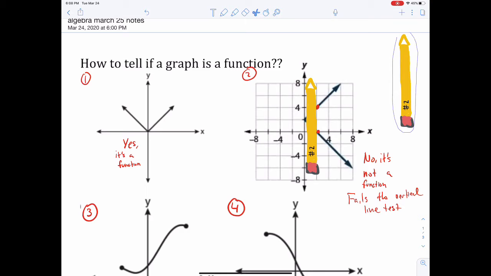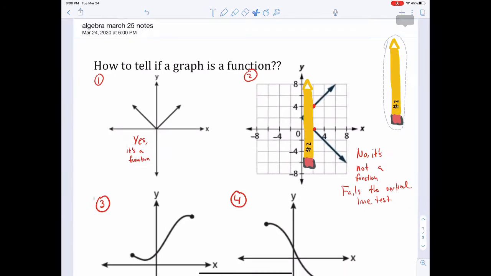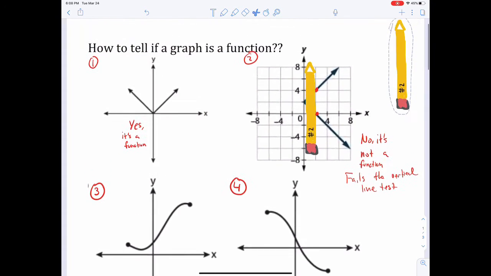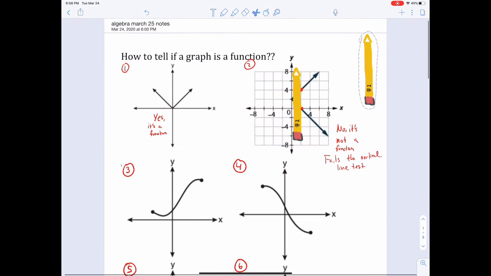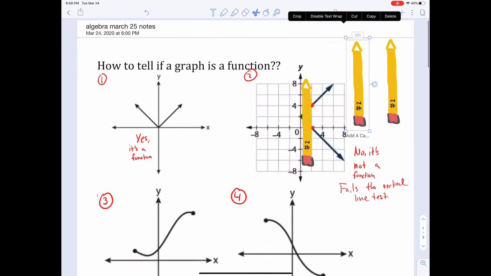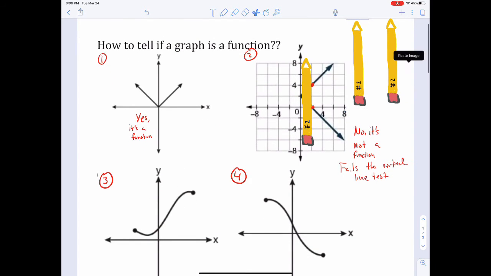So what I want you guys to do is we'll try the next 4 here with your pencil. Once you get the hang of it, it's very simple. But you definitely have to get the hang of it. And I'm trying to get the hang of this. Sorry, 1 sec.